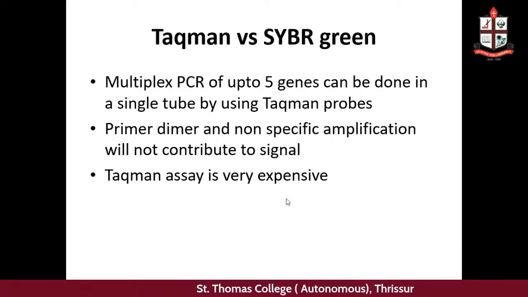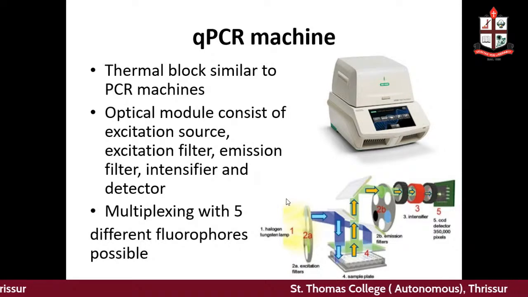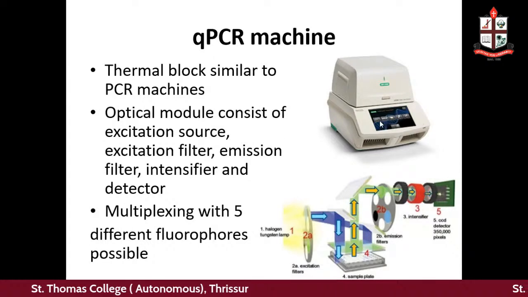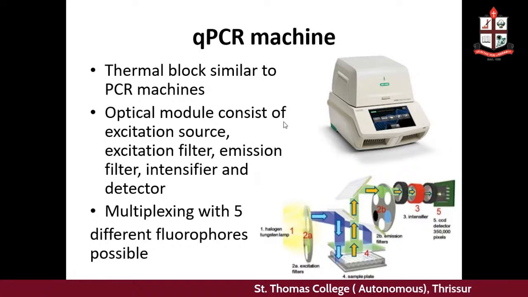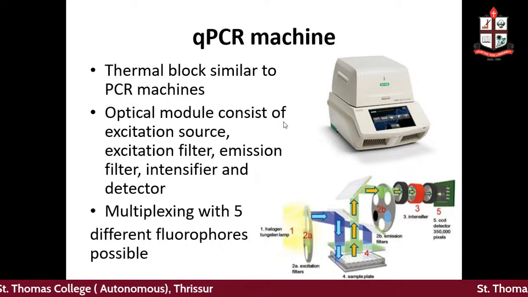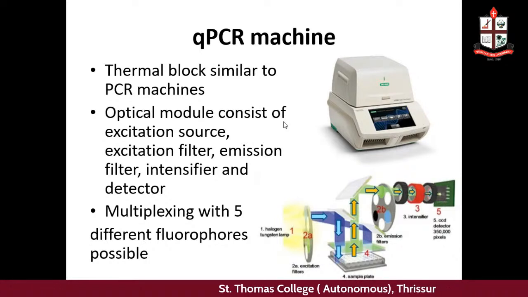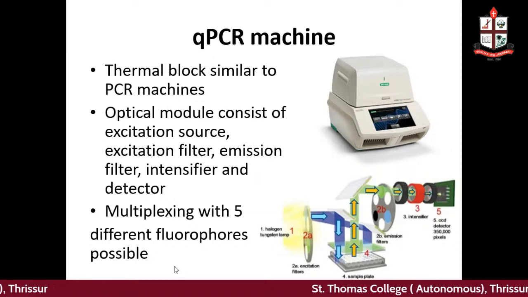So that's a comparison between the two chemistries which are used for real-time PCR. Okay. Then now coming to the qPCR machine. In a qPCR machine, there is also a thermal block, just like normal PCR machines. And in addition to that, there is an optical module in qPCR machines. This optical module consists of an excitation source or many excitation sources, an excitation filter, an emission filter, an intensifier, and a detector. These are the different components in the optical module. And multiplexing with 5 different fluorophores is possible in present-day real-time machines.